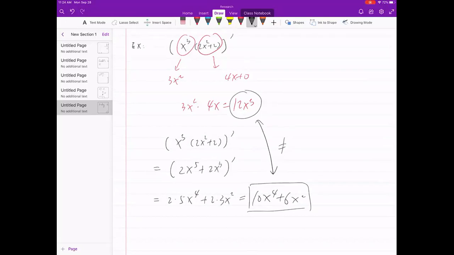So question here, which one is correct? Answer yes if you think this one is correct. Answer no if you think the bottom one is correct. After you choose, you should think about why the other one is wrong. If you choose yes, think about why the bottom one is wrong. If you choose no, think about why the top one is wrong.